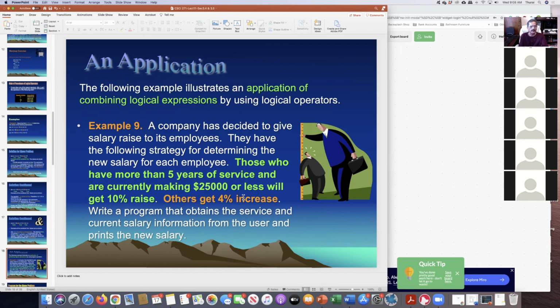Application of these combining logical expressions. A company has decided to give a salary raise to the employees. They have the following strategy. Those who have more than 5 years of service and currently making 25,000 or less will get 10%. Others will get 4%. So service and current salary, two things have to be compared.